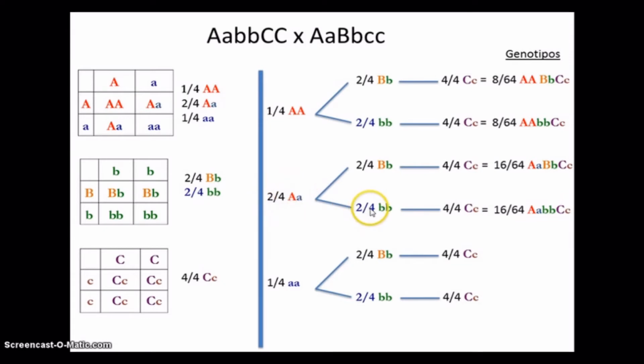And we are then going to do the same thing with the third type of combination. I'm just multiplying the numerators and the denominators, and at the end we're able to see that out of a total of 64 progenies, how many of the progenies are homozygotes, how many of them are heterozygotes, and how many of them have which combination of genes.